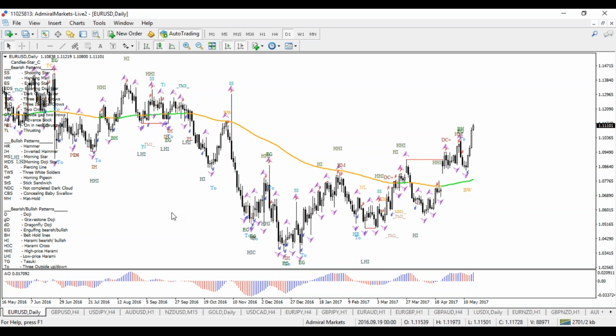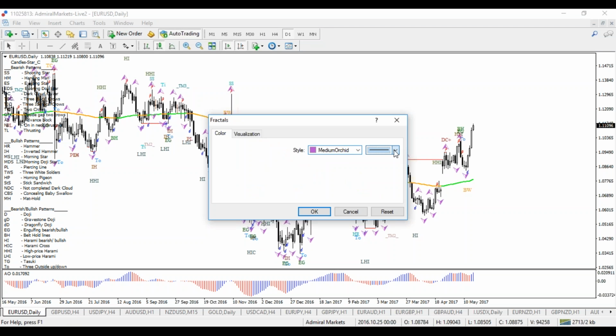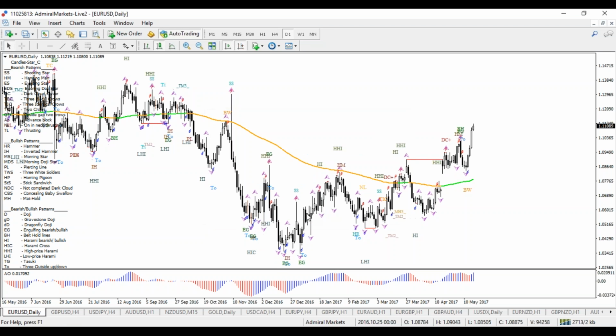You do not want to use the fractals as the only thing when making decisions, in my opinion. It's a useful tool to automatically and quickly see the resistance. And they don't have to be that big, by the way. You can make them smaller, like this. So it's a useful tool to say, okay, well, there's support and resistance.